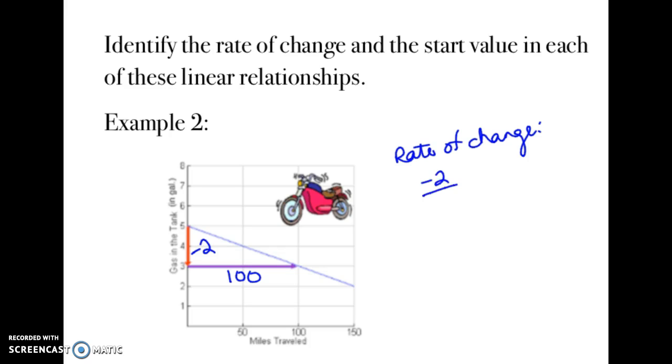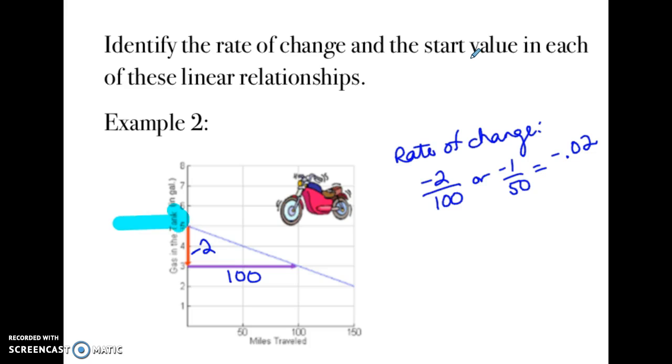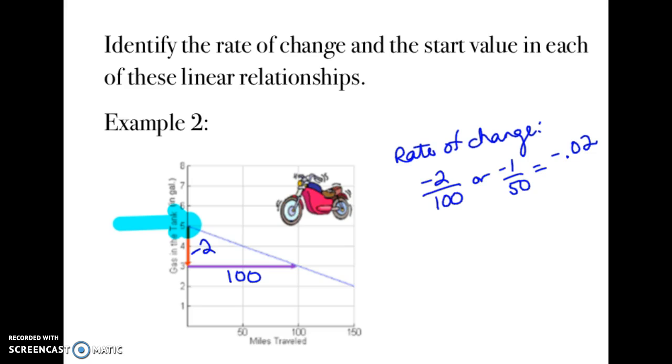So the rate of change is -2/100, or you might say -1/50, or you might say -0.02 for the rate of change. That means they lose 1 gallon of gas every 50 miles for this motorcycle. So it's getting pretty good gas mileage here. For the start value, again, you're looking at the y-intercept where it crosses the y-axis. Right here, we can see that the start value is 5, because it's crossing at (0, 5), right?